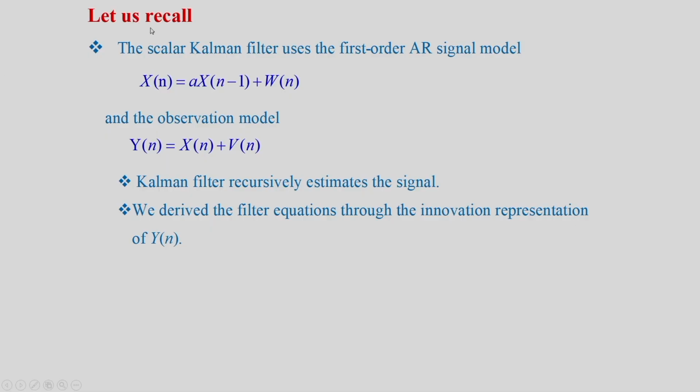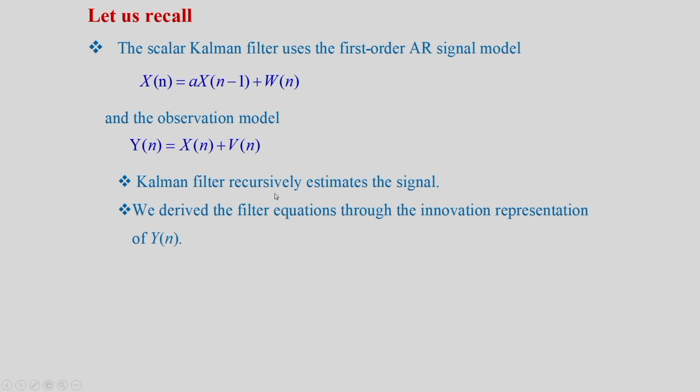Let us recall the scalar Kalman filter uses the first order autoregressive signal model, that is xn is equal to a times xn minus 1 plus wn, where wn is a white noise and a is a constant. To tackle non-stationarity, a can be a function of n. The observation model is given by yn is equal to xn plus vn. Again vn is a white noise uncorrelated with xn and uncorrelated with wn.